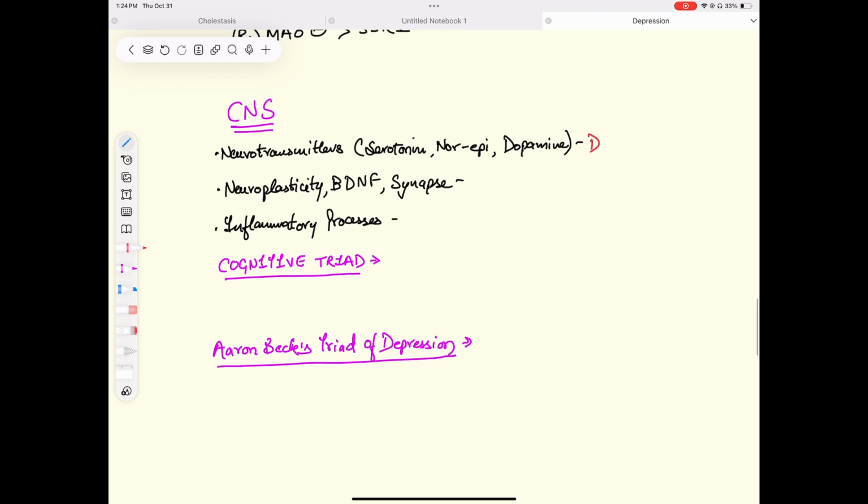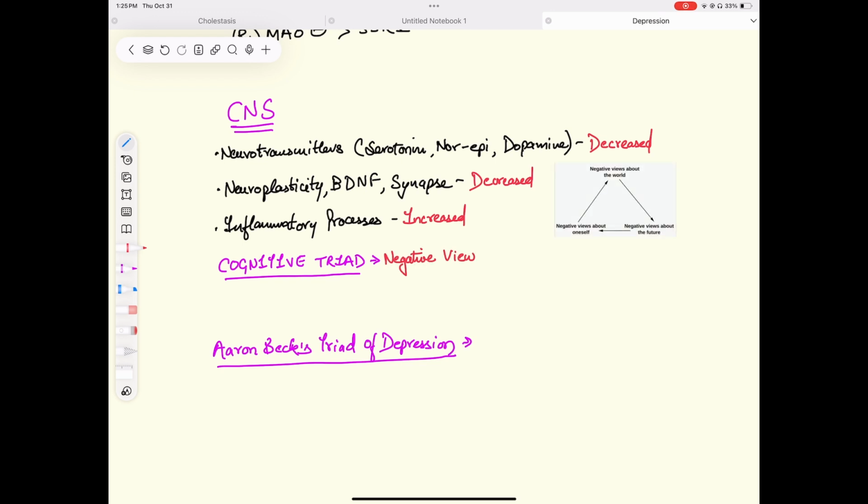The neurotransmitter levels, serotonin, norepinephrine, and dopamine, are reduced. The neuroplasticity, BDNF, and the number of synapses in the brain also decline. And there is an increase in the inflammatory process in the central nervous system.